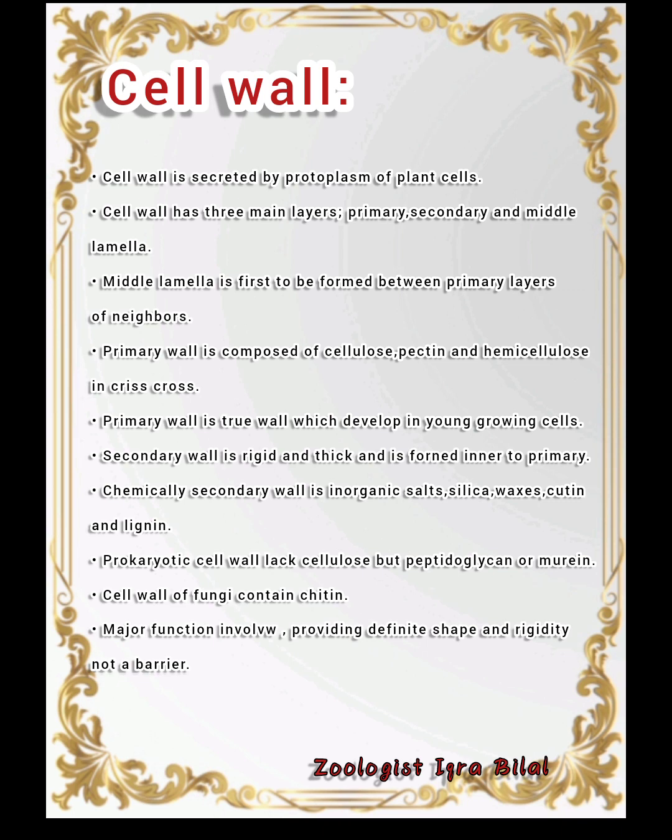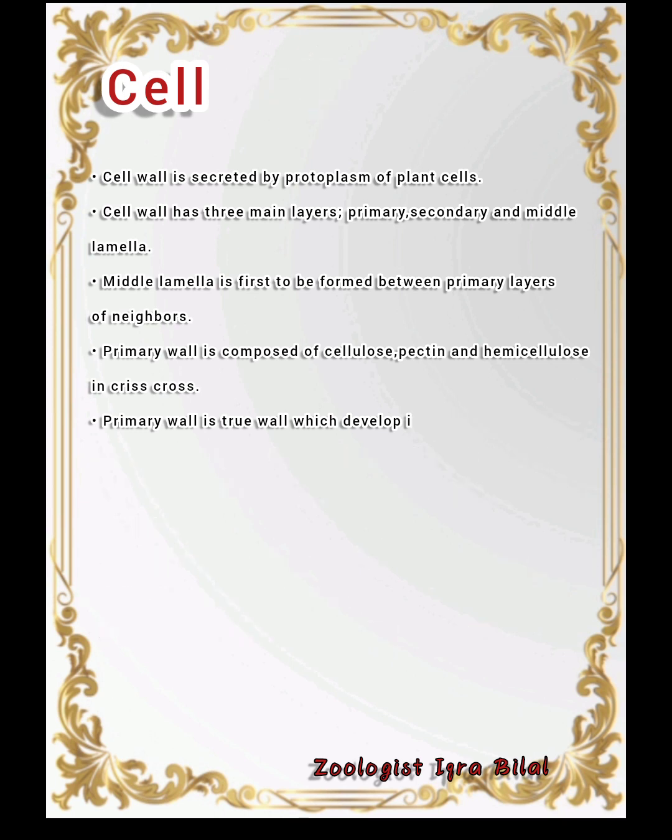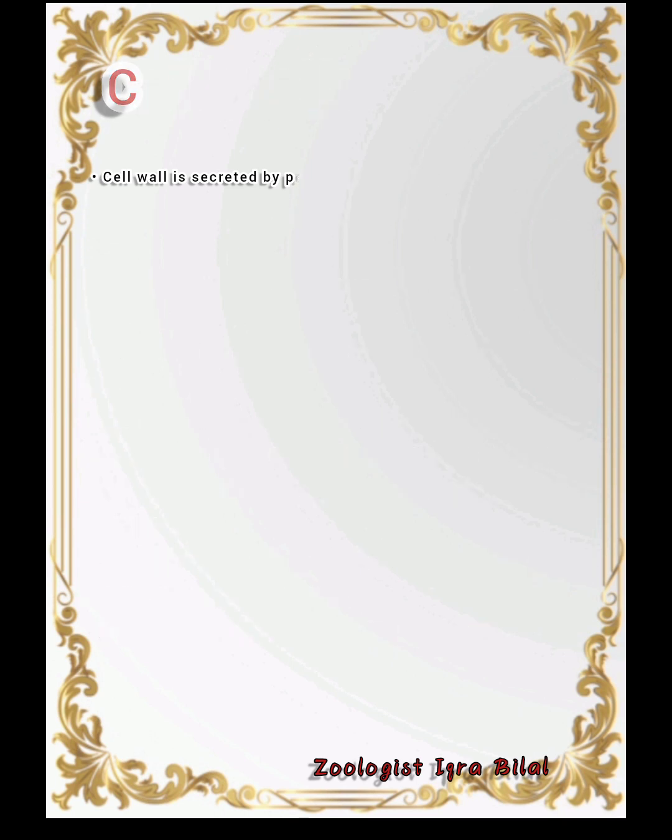Prokaryotic cell wall lacks cellulose but has peptidoglycan or murein. Cell wall of fungi contains chitin. Major functions of the cell wall involve providing definite shape and rigidity. It does not act as a barrier. Means it provides rigidity and shape to the plant cell, but it does not act as a barrier like the plasma membrane.